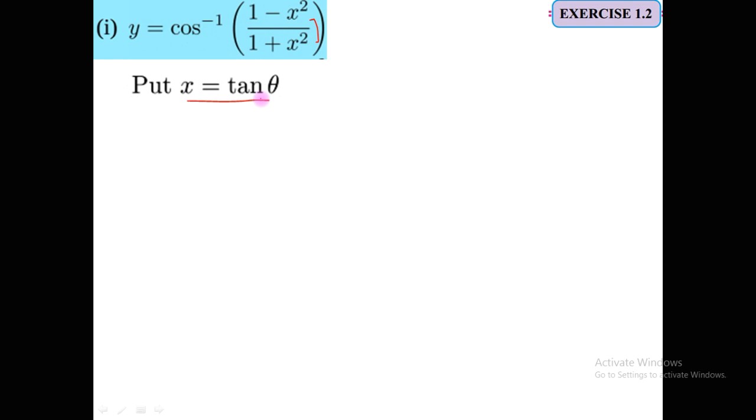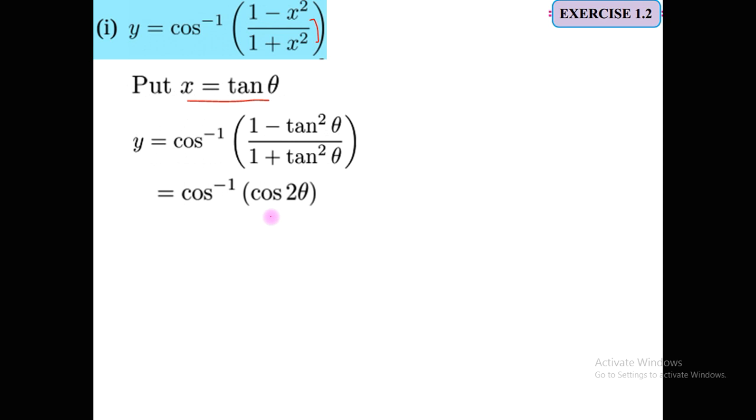So let's replace these x by tan. What I get is cos inverse of 1 minus tan square theta upon 1 plus tan square theta. Further, this should be written as cos of 2 theta, as the formula for 1 minus tan square theta upon 1 plus tan square theta is cos of 2 theta. So all I get is cos inverse of cos. As we have seen in the properties, if it is of this form, this inverse and this cos get cancelled, and what we are left with is 2 theta.